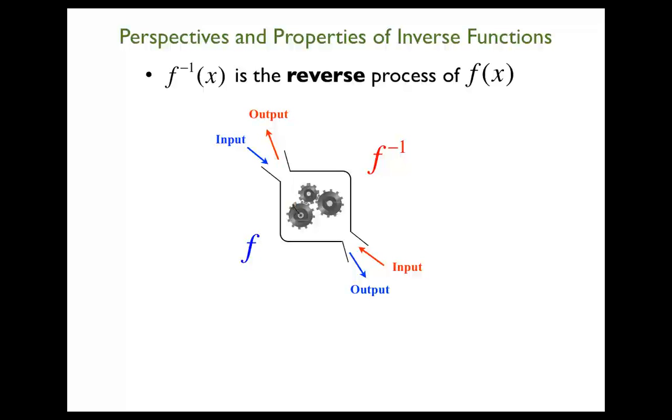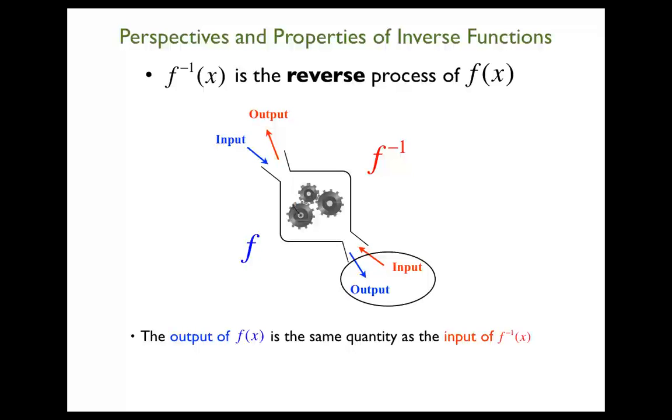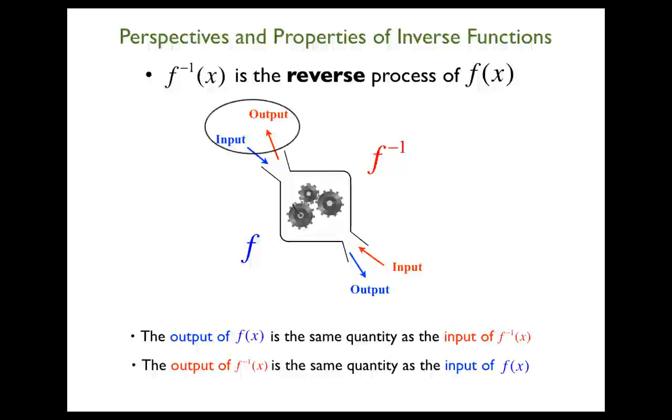Okay, so if that's the case, then the output of f of x is the same quantity as the input of the inverse. You see that? And similarly, the output of f inverse is the same quantity as the input of f. So the input and output switch. When you reverse the process, input and output switch.